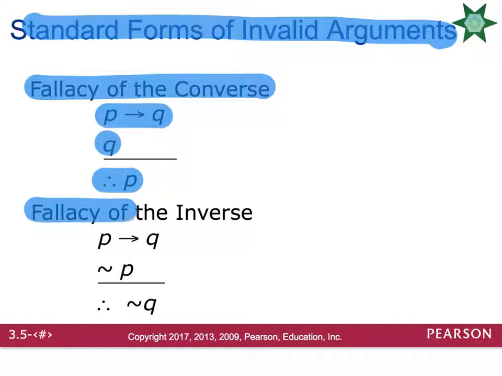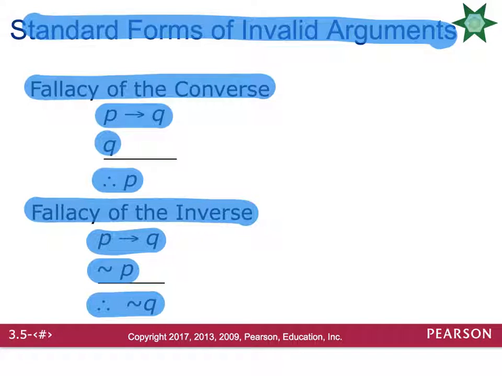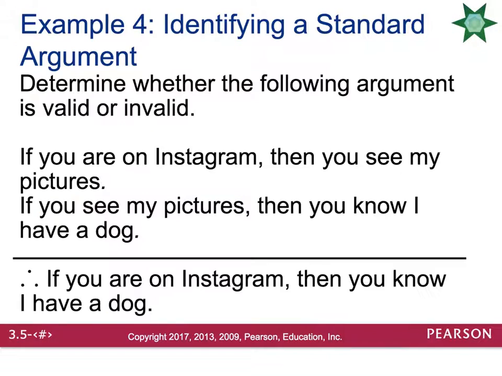Fallacy of the inverse says this. If P then Q is our first premise, negation P is our second premise, and therefore negation Q is our conclusion. This is not a valid argument either. If you pass exam 2, then you'll pass the class. You didn't pass exam 2. That doesn't mean you won't pass the class. Remember, that just says if you pass exam 2, you pass the class. It doesn't say what happens if you don't. So we don't know what's going to happen if you don't pass exam 2, so we cannot conclude that you don't pass the class. So that's a fallacy of the inverse. These are both invalid arguments. They're not always true.